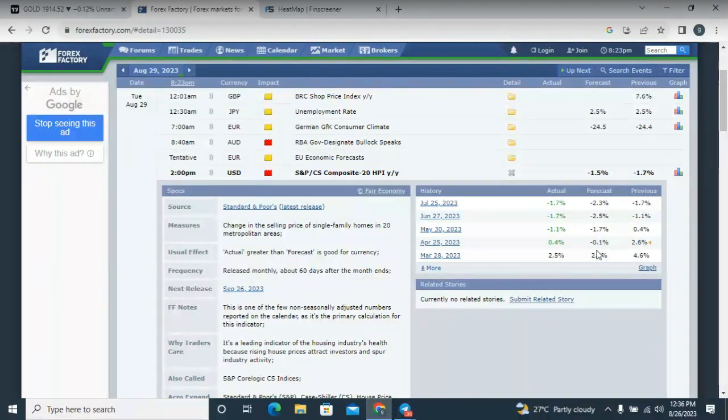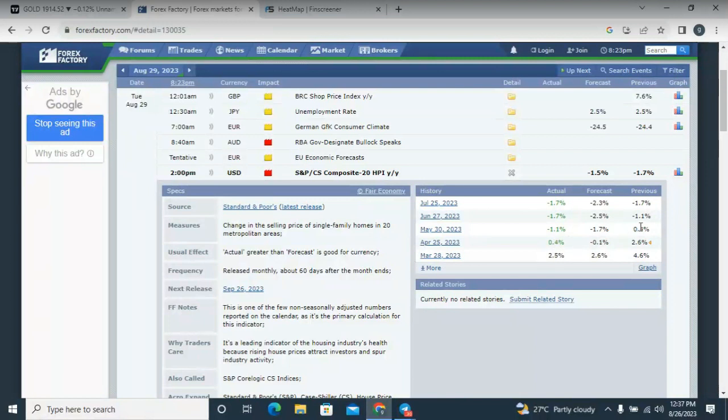You understand? Then the month of April 2023. You see the previous was 2.6. Then the forecast said it is going to drop to 0.1%. Then the actual dropped to 0.4. Yes, the forecast was still right. Understand that part first.